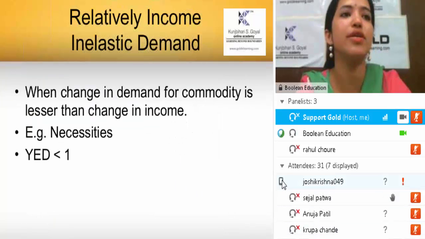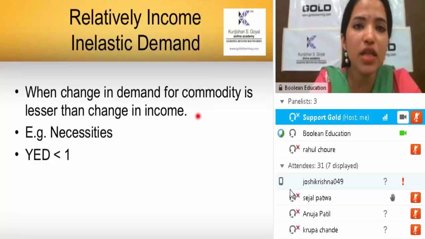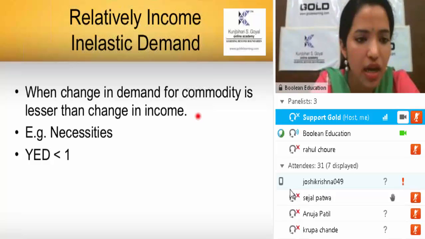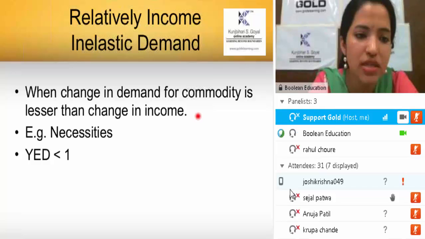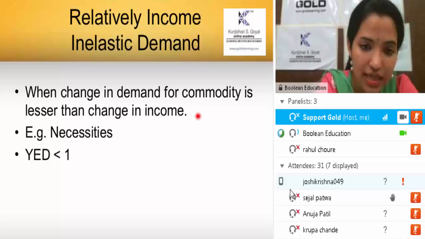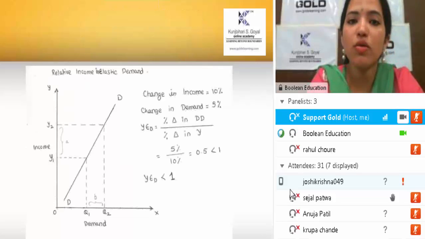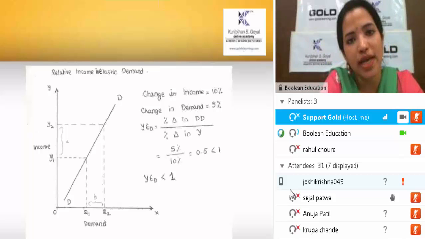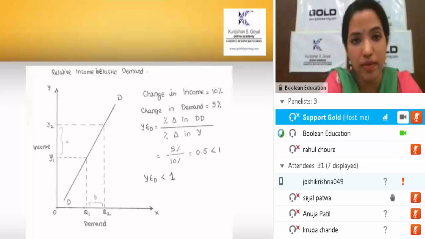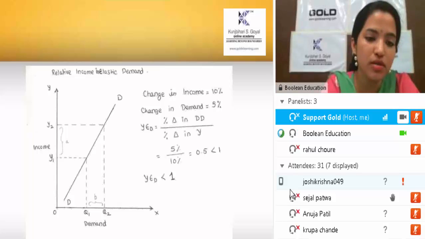Let's look at the third type. Relatively income inelastic demand. Now, this is when the change in demand for a commodity is lesser than the change in income, okay? The example they have given is necessities. Let's see the diagram so that we understand this better. Now onward, income elasticity diagrams will be positively sloping. Only the first diagram was negatively sloping, and now onward it will be positively sloping.